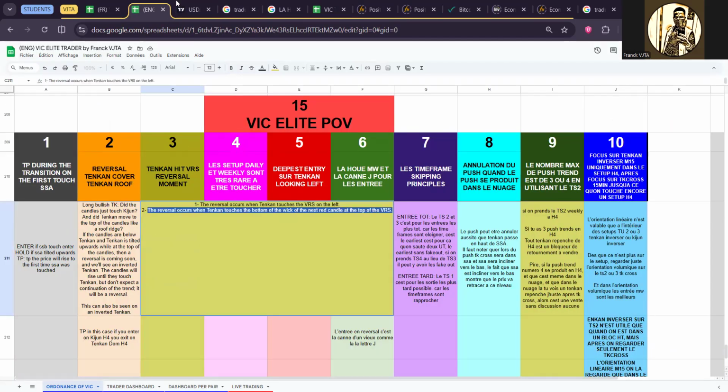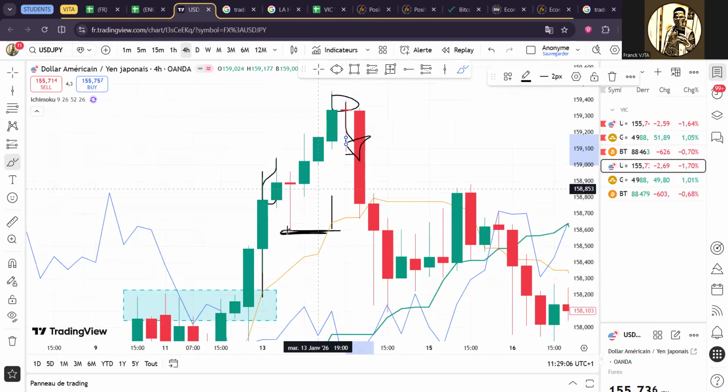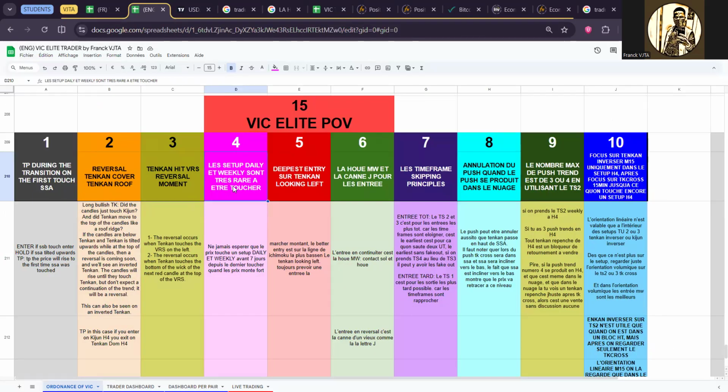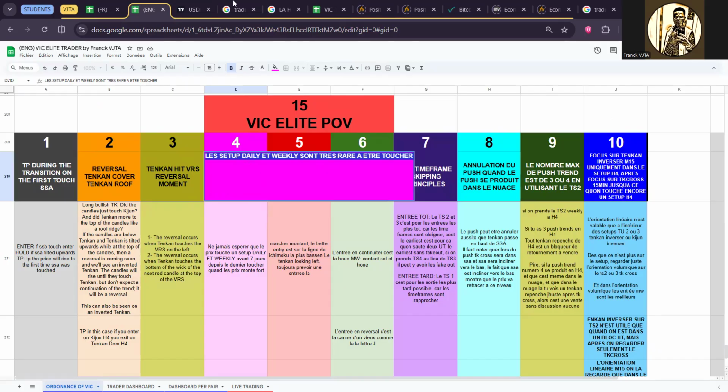When the Tenkan touches the bottom wick of this red candle that had the reversal, the candles that are above Tenkan during this touch, like these two candles, will not keep moving to the upside. They will make the price reverse to the downside, this bottom wick. That's also a realization for Tenkan hit VRS. So let us go to the number 4.